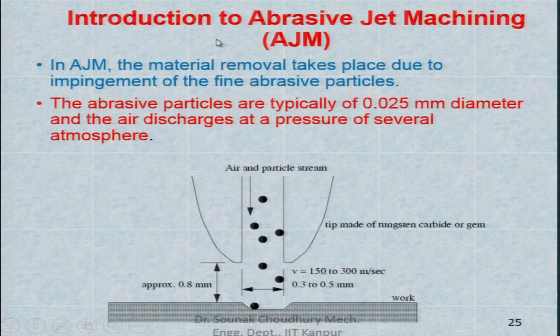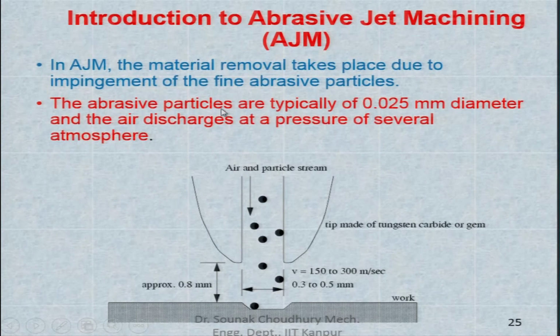Now, an introduction to abrasive jet machining, continuing. In this process, material removal takes place due to the impingement of fine abrasive particles. Earlier we had the plain water jet; here we have the abrasive jet, with abrasive instead of water. In this case, fine abrasive particles are used which impinge on the workpiece surface to remove material from it.